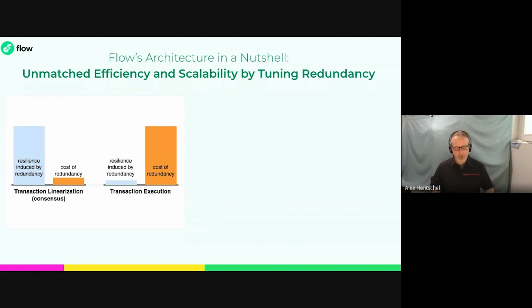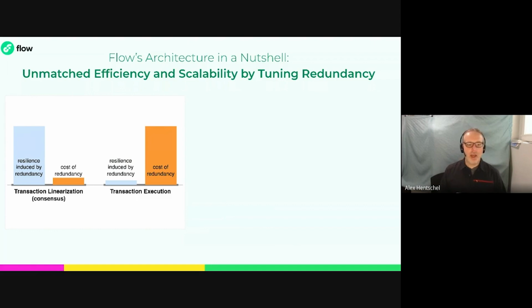That allows us to do a relatively optimal trade-off in terms of how much redundancy we want in the system. Because redundancy generally is good in the system. It makes your system more robust. It makes your system a lot more resilient to censorship, and provides generally openness of the system. But it also has a price, right?